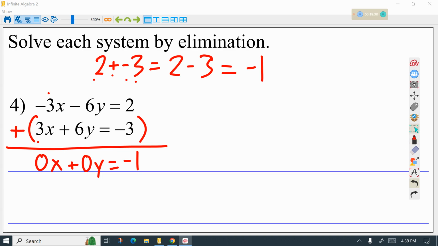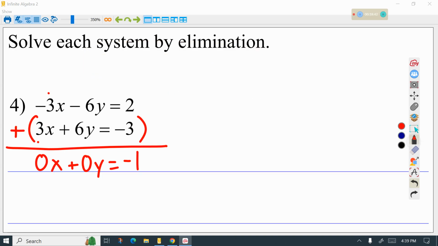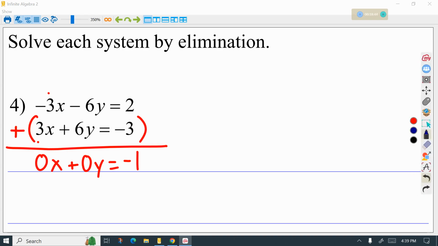So be careful with the numbers. Whenever they get really close to 0, I notice my students have a tendency to make more mistakes. Okay, so be careful about that. Well, 0x plus 0 times y, on the left side all we have is 0. And we got 0 equals negative 1, and we know that that is false.